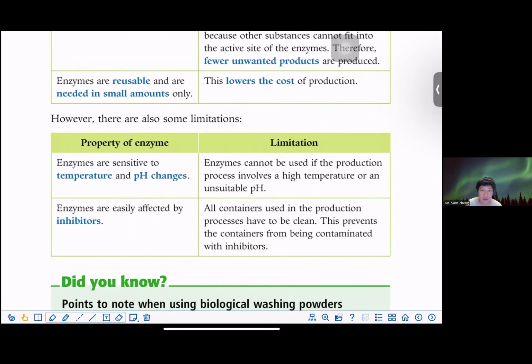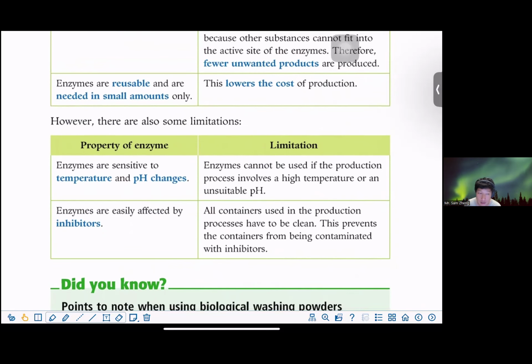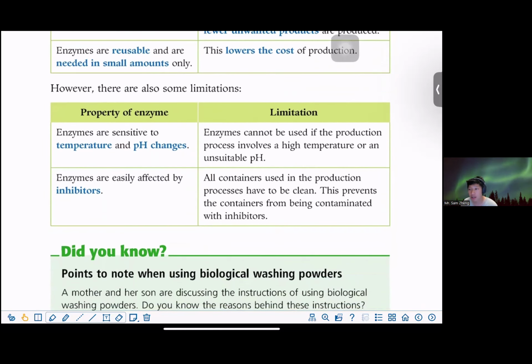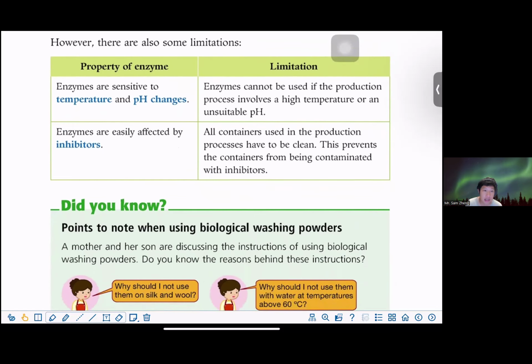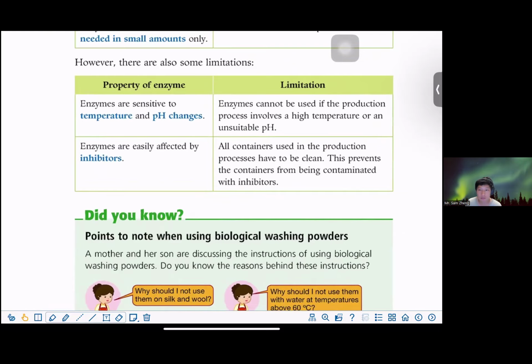But there are also some limitations. For example, the enzymes are sensitive to temperature and also pH change. Therefore, enzymes cannot be used if the production process involves high temperature or unsuitable conditions, or a quick change in pH throughout the process. And the enzymes are easily affected by inhibitors. Therefore, if we use heavy metals, iron, then it may not be suitable for us to involve the enzymes in the production process.